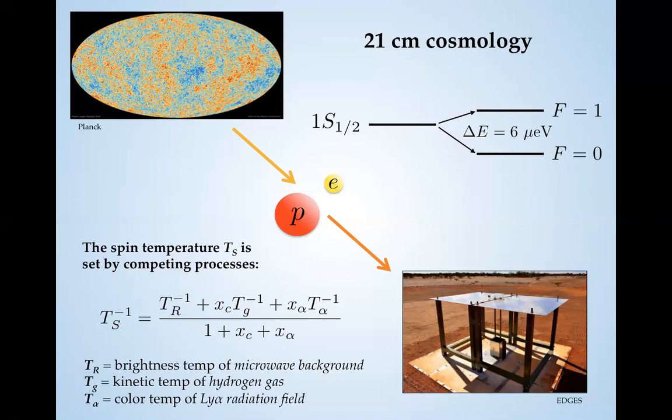And the key insight is that the spin temperature in turn tells you about various processes taking place in the hydrogen clouds. That's because T_s is a weighted average of a few things: the brightness temperature of the microwave background, the kinetic temperature of the hydrogen gas, and the color temperature, T_alpha, of the Lyman alpha radiation field. So the point here is that 21 centimeter cosmology experiments, like EDGES, are aiming to infer the spin temperature of hydrogen at high redshifts so as to learn about the various processes that the spin temperature is sensitive to.